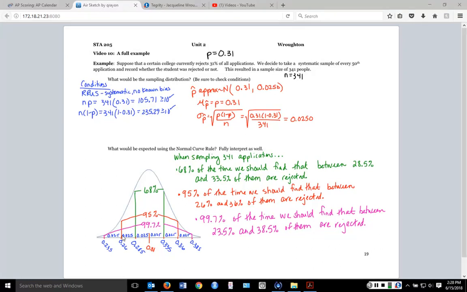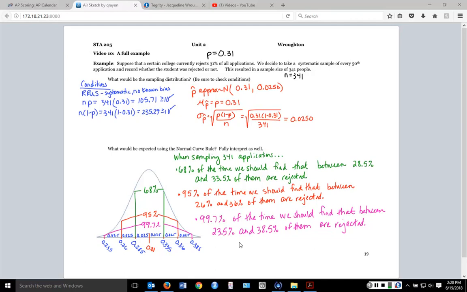What if I said, do you think it'd be very likely for me to find that 20% of the applications are rejected? Again, that's way outside of here. It's not even on my picture, so that is definitely not very likely to happen. So that's what this sampling distribution allows us to have an idea of what types of values to expect, which ones are likely to happen, versus the further away I get here, the more unlikely they are to happen.